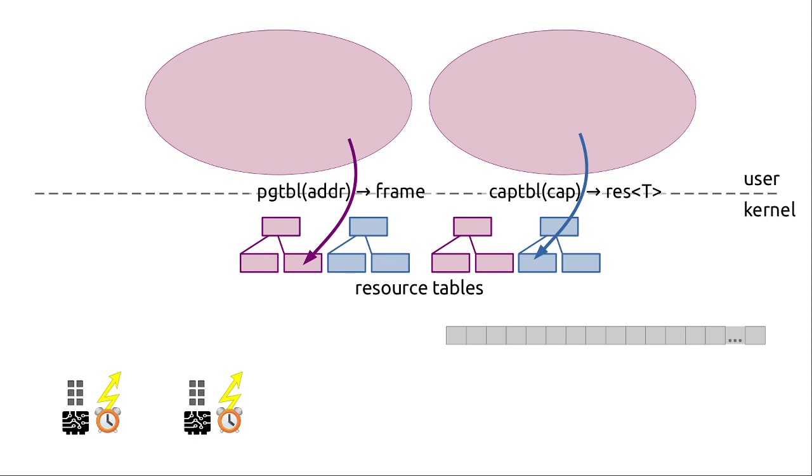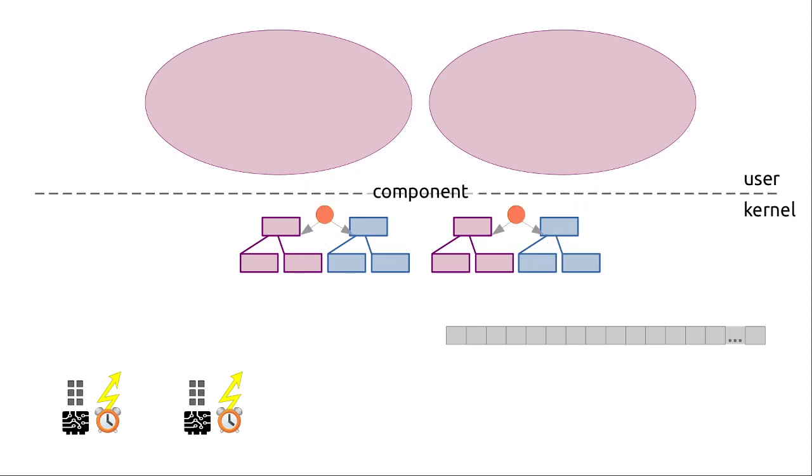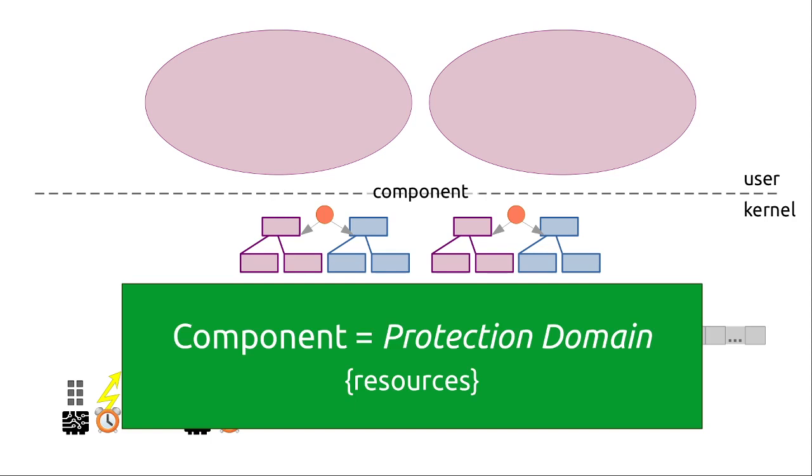And in Composite, we simply say that a component, the orange dot here, is simply a collection of one of these page tables and one of these capability tables. So a component is a notion of effectively a protection domain. A protection domain is effectively the set of all resources that we have access to in the system.